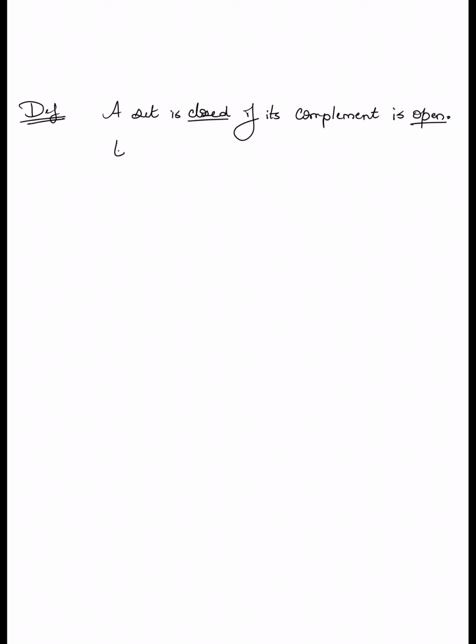Okay, so once again, let's do a bunch of examples. If I look at R, then intervals of this form are closed, right? And how do you verify this? Well, just look at the complement of this set and convince yourself that the complement is in fact open by our definition, right? That complement has the property that every point in the complement is in fact interior to the complement, right? So therefore this set becomes closed.